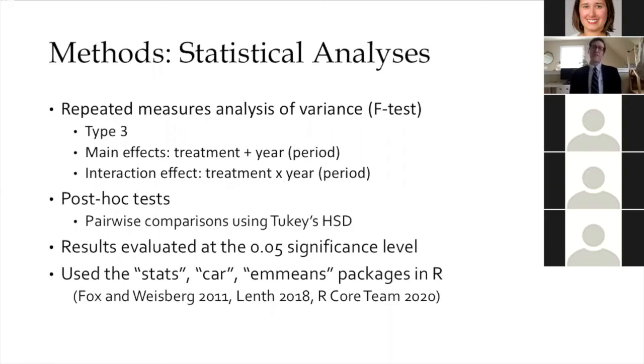As far as the statistics that we performed, in general, these were repeated measures analysis of variance, or ANOVA. We used a type 3 ANOVA, and tested the main effects of treatment and year, or period in the case of periodic annual increment, and the interaction effect of treatment and year, or again, period. The post hoc tests that we performed were pairwise comparisons using Tukey's honestly significant differences, and we evaluated the results at a 0.05 significance level. Those are the packages at the bottom that we used in R for anybody who's interested.